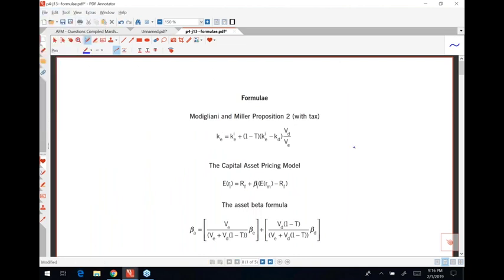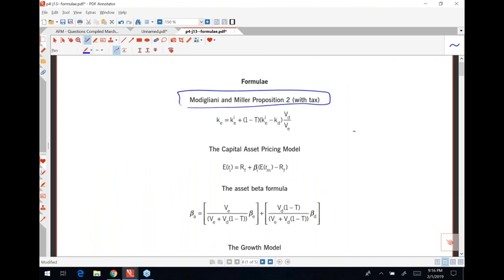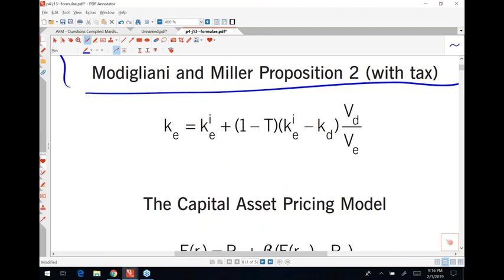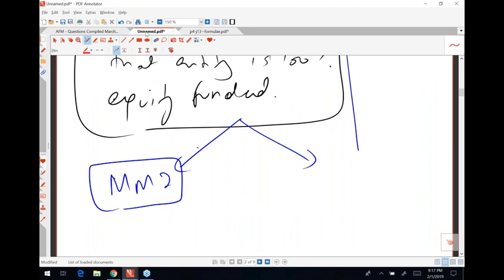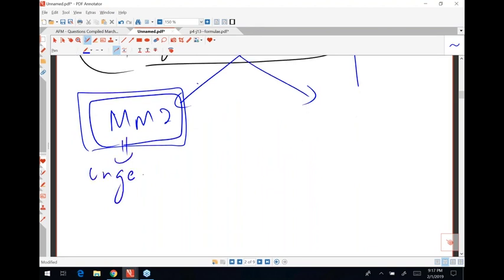Okay, now let's see. When we talk about this specific formula sheet, you have got this MM2 formula, and the formula of this MM2 is basically KE equivalent to KE 1 plus T KE, etc. Now, what exactly do we mean by this? So if we have to calculate the APV, one of the formulas is the MM2, which you could use. And through this MM2, you could actually calculate the ungeared cost of equity.